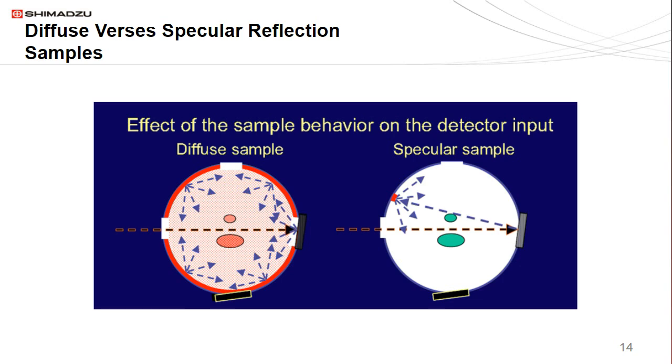But what happens with a specular sample is it generates what's called a hot spot in the sphere, and that can cause some issues. Now, depending on your sphere design, some spheres direct the specular component into the sphere. Others direct the specular component out the entrance port, and how you deal with those samples may well depend on the sphere design.